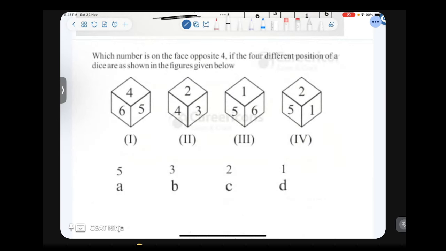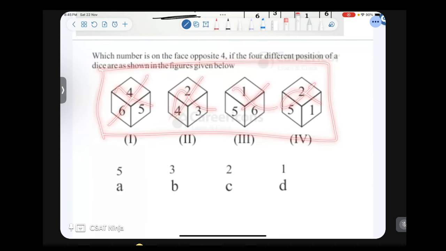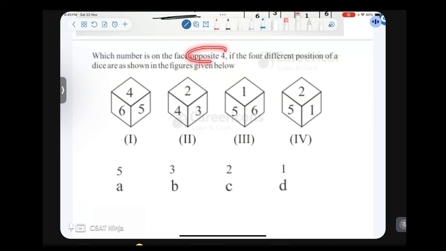Okay, the question here is like this: which number is opposite to 4? We are asked to find which number is opposite to 4. We are given 4 cubes. I don't need to use all the cubes. I can use 2 cubes or 1 cube or any cube. But remember, since we need to find the opposite of 4, one of the cubes should have 4 there, okay?